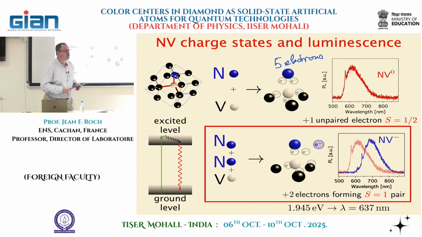It's a 5-electron structure. And that gives rise to a specific spectrum that you see here, with a zero phonon line you can observe in crystals. So this is the identification, the signature, that you have this NV0 center, at 575 nanometer.